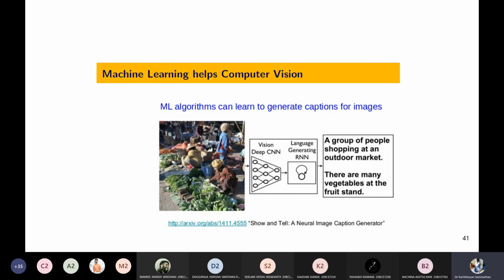At the same time, an ML algorithm can learn to generate captions for images. For example, I want to name vegetables in the market. By seeing the image, I can easily predict what type of vegetable it is. You can see the lady's finger, the bitter gourd, the tomatoes, the potatoes. Your ML algorithm will predict what type of vegetable it is in the outdoor market. Such caption generators completely use a neural model as the backend.